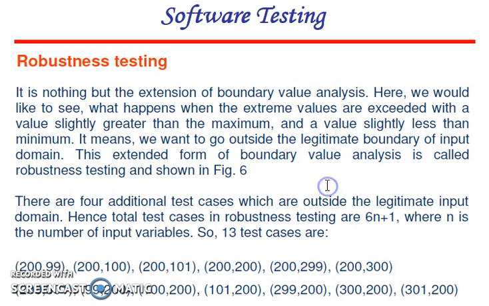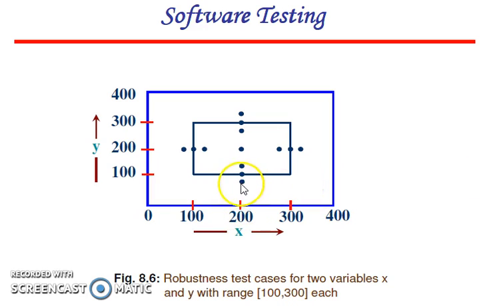Now we have test cases as 299, that is 200, and this 99, 200; 100, 200; 101, 200; and 200, that is in the middle part. Next is 200 and 299, 200 and 300, 200 and 301. Same way, at the left side we have 99 and 200, 100 and 200, and 100 and 201. Now on the right side we have 299 as well as 200, 300 and 200, and 300 with 201.